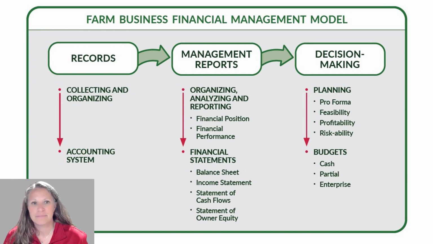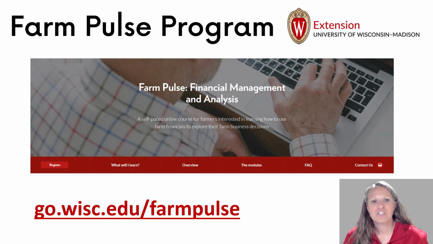The Farm Pulse program, which contains articles and videos, is a free UW Extension resource that provides more detail on each component of the farm financial model described in this video. In addition, Extension has developed the Farm Pulse Financial Management and Analysis curriculum, which is a self-paced online course for farmers and others interested in learning how to use their farm financials to explore their farm business decisions. This course, which requires registration and a fee, will help you evaluate your finances, take the pulse of your farm business, and set goals for the future of your operation.